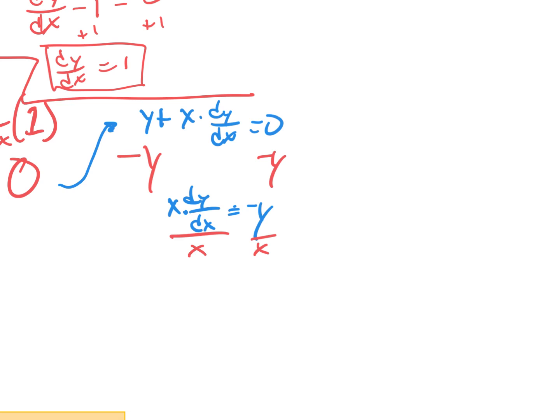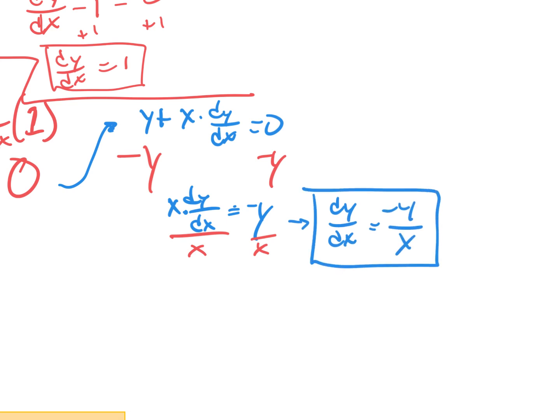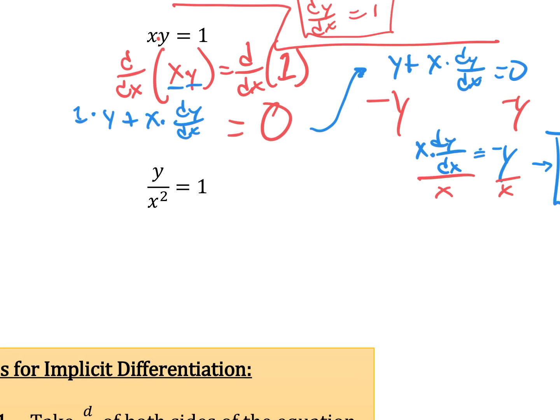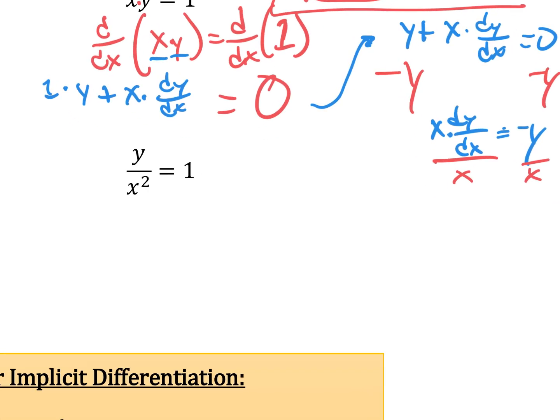Let's go over here. dy dx equals negative y over x. Okay? So we found the derivative in terms of y and x. So we can now find the derivative at any point. If we know the x and y value, we can just plug them in, and we can find the derivative. Okay? All right? Well, how about this one?